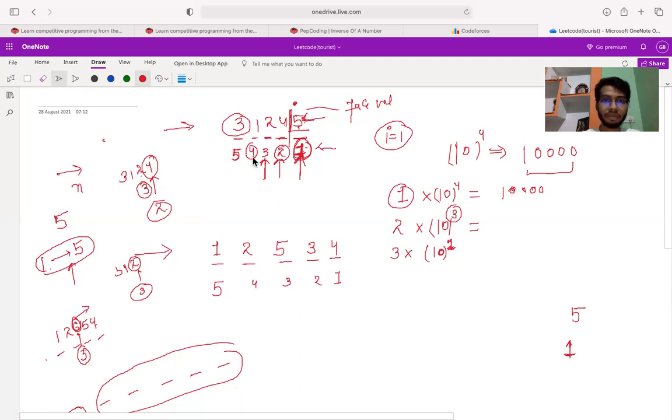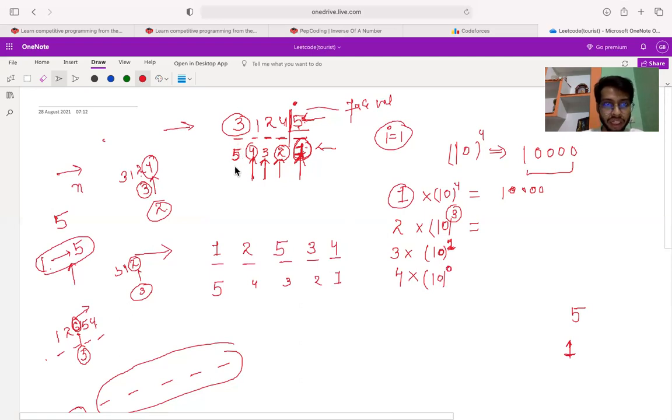And again, now I need to place 4 at the first index. If I need to place 4 at the first index, I don't need to do anything special. I just simply need to multiply it with 10 raised to power 0. So 4 into 10 raised to power 0.